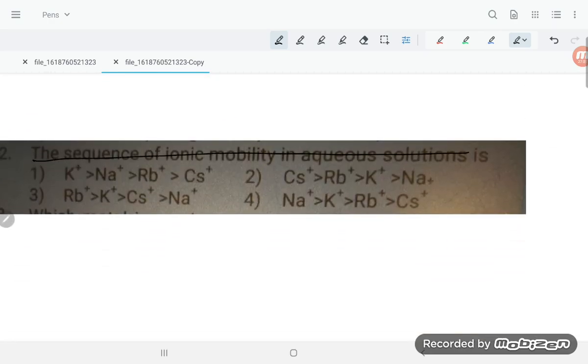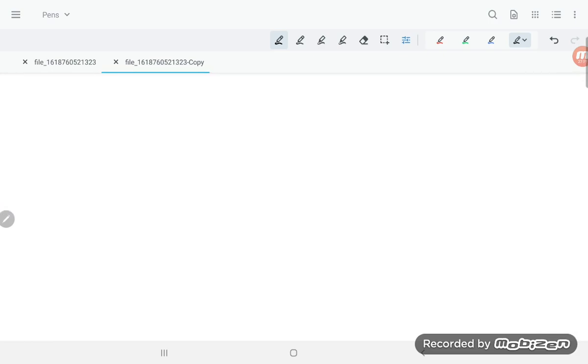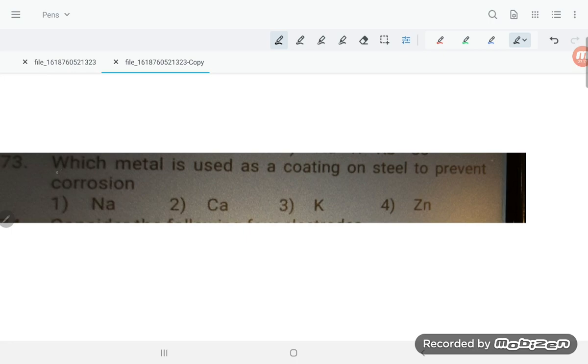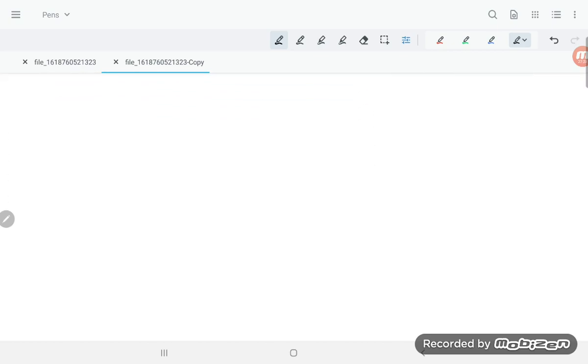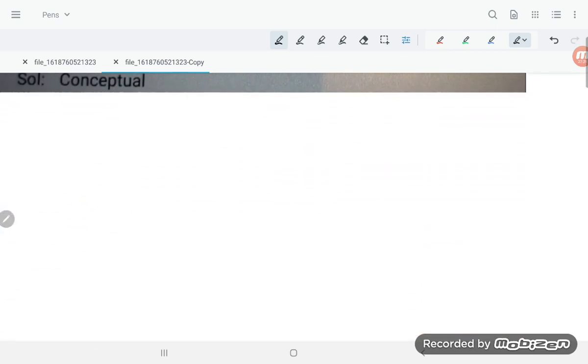The sequence of ionic mobility is there. Option number 2. Why? Smaller the hydrated ion, more is the movement. Which metal is used as a coating of steel to prevent corrosion? Zinc will be there. Zinc is more reactive than the steel and iron.